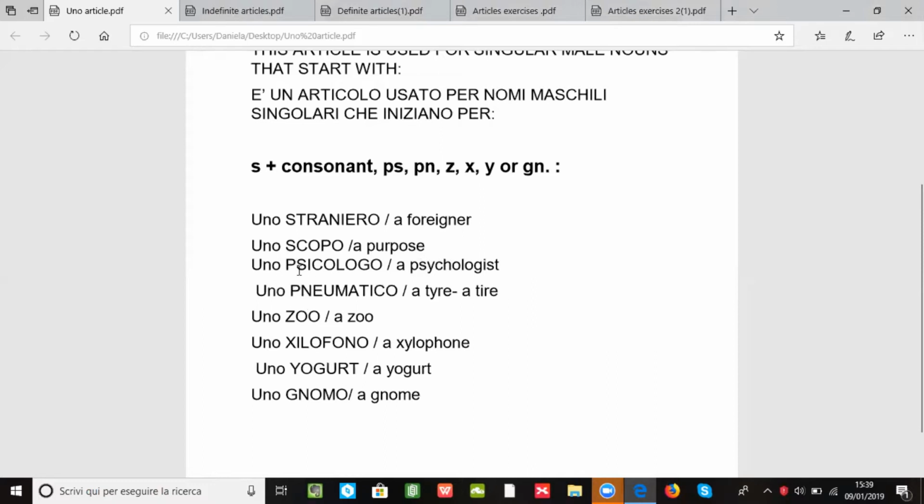Let's move on. Uno zaino. We pronounce the double Z. Okay, the sound is stressed. Uno xilofono, a xylophone. Uno yogurt, a yogurt. Uno gnomo, a gnome.